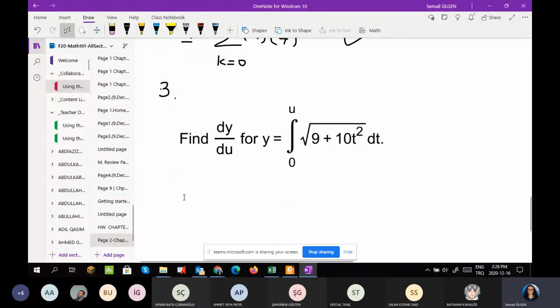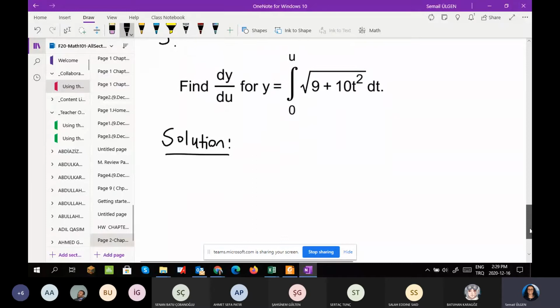Okay, this type of question, how would you think? This is related to fundamental theorem of calculus part 1. Okay, solution. Before I get to the solution, I want to show you more examples on that. This is easy, but there are different versions of it, which are going to be harder than this.